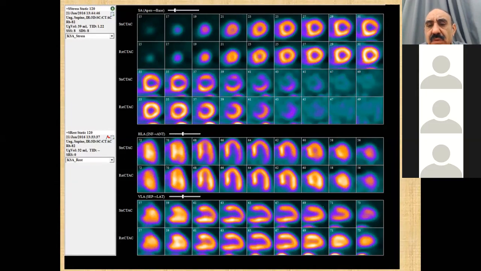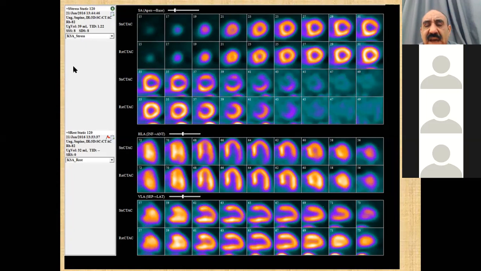The nuclear material we use is rubidium, which has a half-life of only 2 minutes. And the pharmacological stressor we use is Lexiscan, or regadenoson, which is a vasodilator. Here on our left side, you will find stress CTAC, rest CTAC, and on the upper left, you will find stress CTAC 120 and rest CTAC 120. 120 is 120 seconds, or 2 minutes.